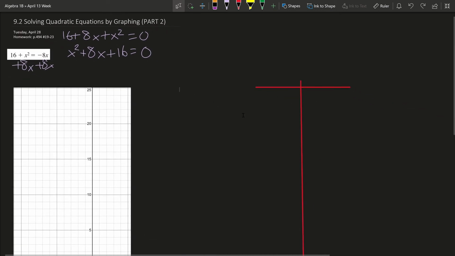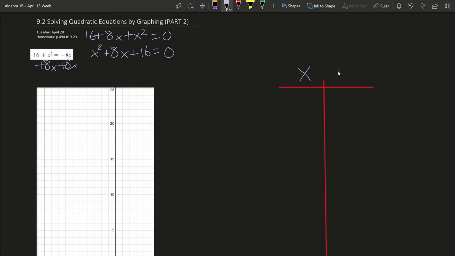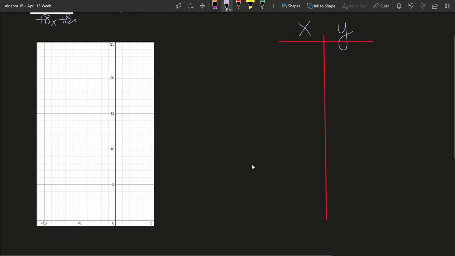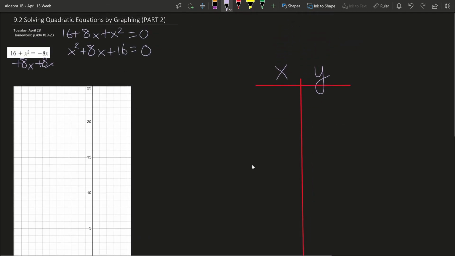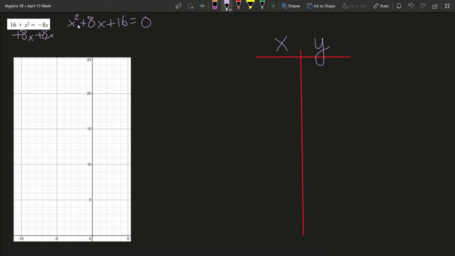So let's go ahead and create a table. Instead of just watching me do it, go ahead and pause the video and try to figure out some values by yourself. See if you can figure it out, because it is a handy tool to have. Based on this equation, figure out a couple of values.